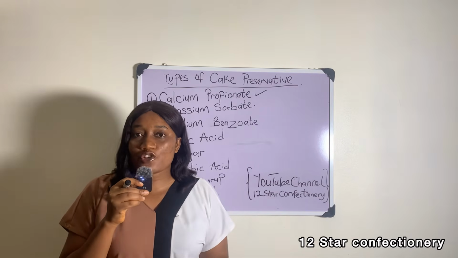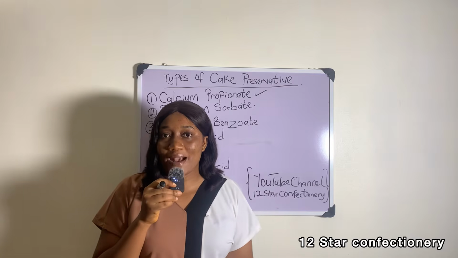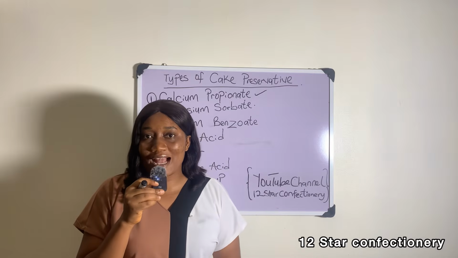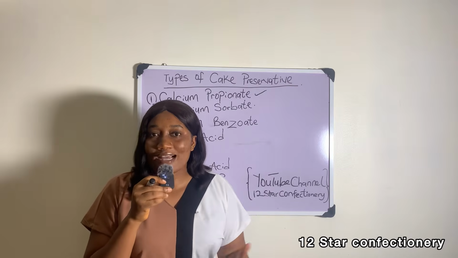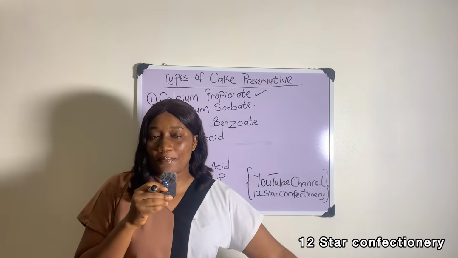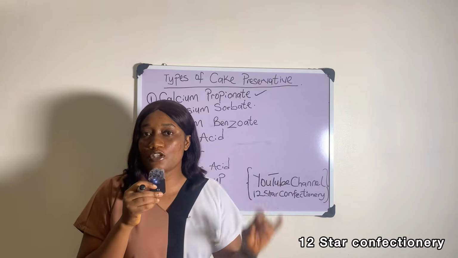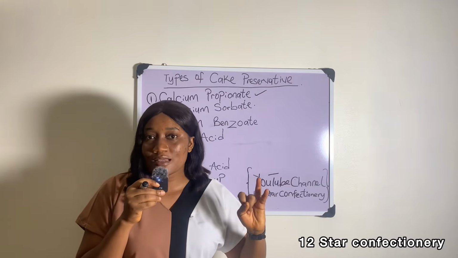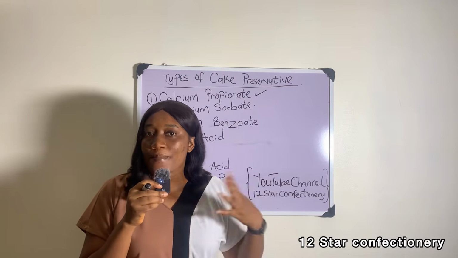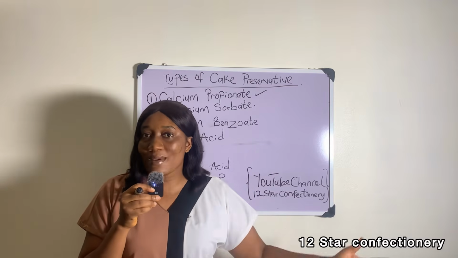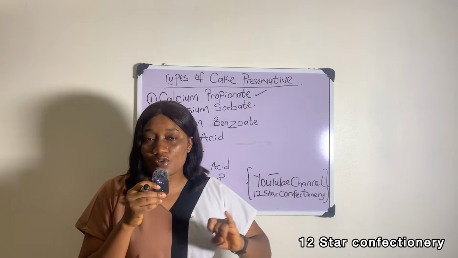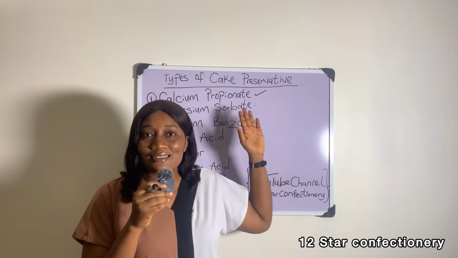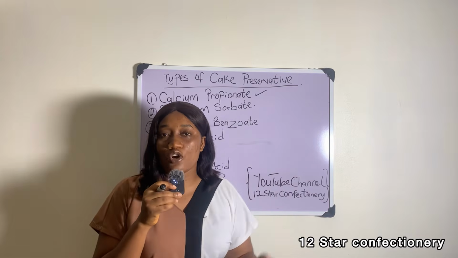The second question I normally get about calcium propionate is that some bakers would ask, how do we use calcium propionate? Where can you put calcium propionate? You can put it in your cakes, in your buns, in your bread, pastries, meat pie, in your snacks. That is where you can put your calcium propionate.